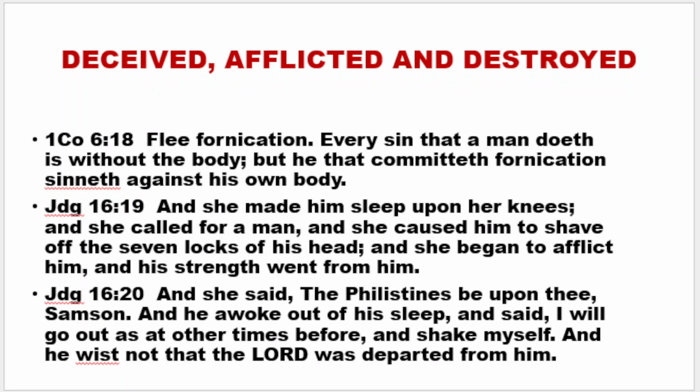So if you read in Judges 16, verse 19, we are told that Delilah, which is an example of the prostitute in Revelation 17, made Samson sleep upon her thighs, and then she called for a man. She caused him to shave off the seven locks of his head, and then she began to afflict him, and his strength went from him. So in this case, Samson was made to sleep on the thighs of the woman. That is called deception. After deception, he is afflicted. Once the locks of hair are cut, he is afflicted, and eventually he is destroyed.